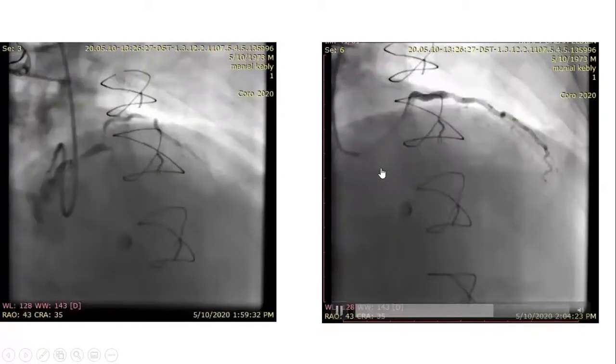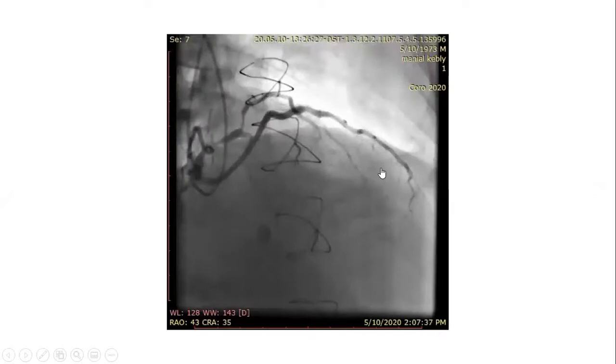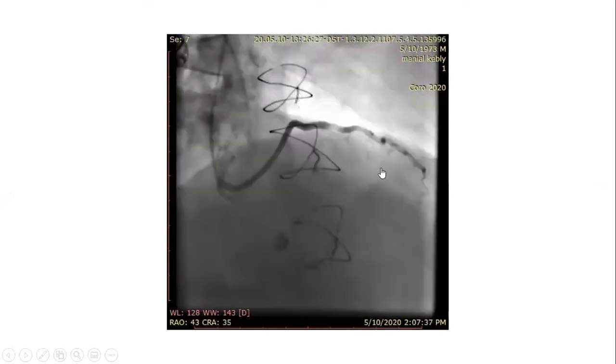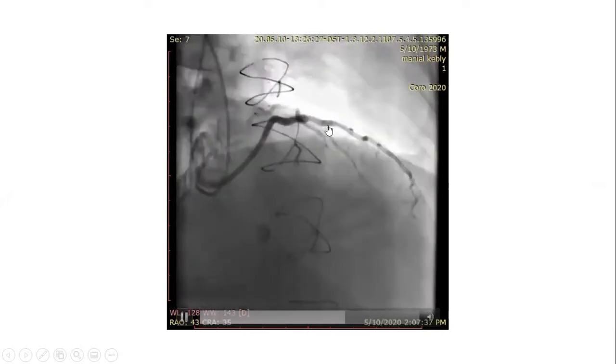So it's my first reading tip. I did a retrograde injection from the right radial artery, and there are 2 different diagonal branches. The first diagonal branch also showed a significant ostial disease, and the second diagonal branch is supplied by this patent saphenous vein graft.